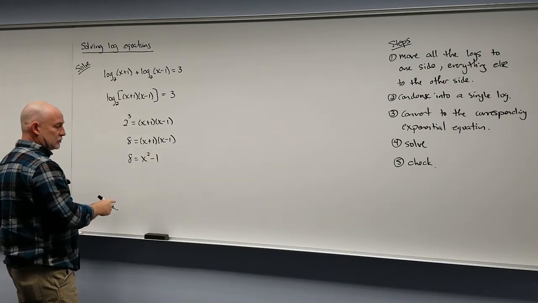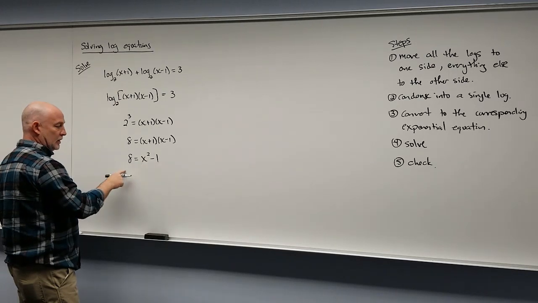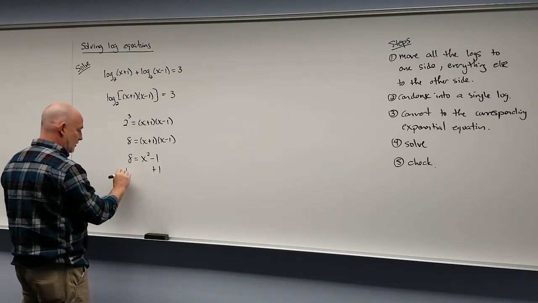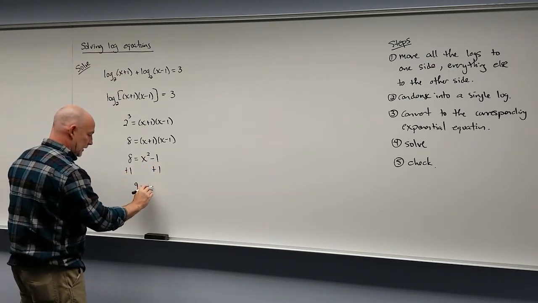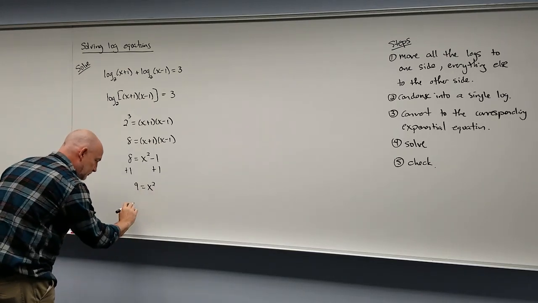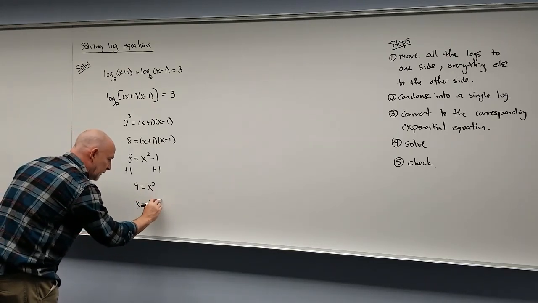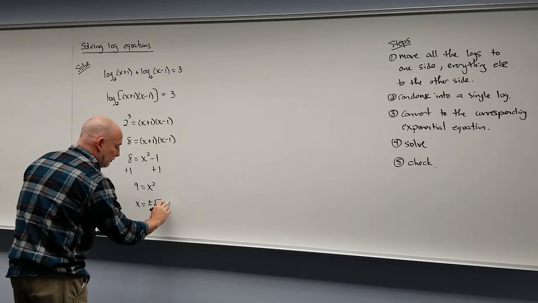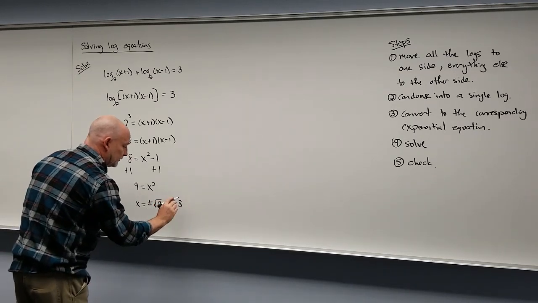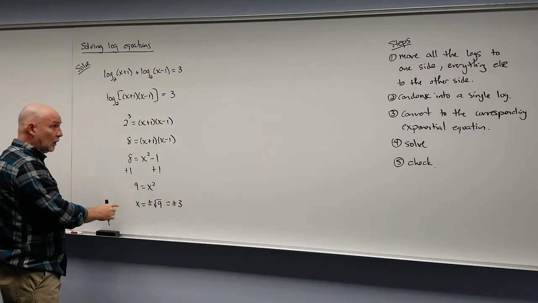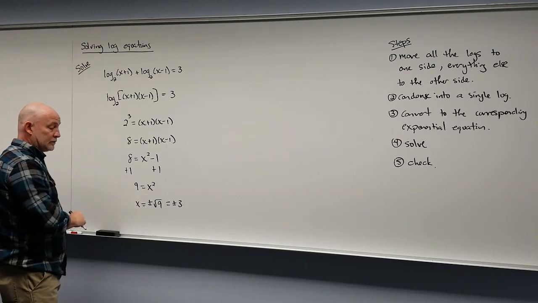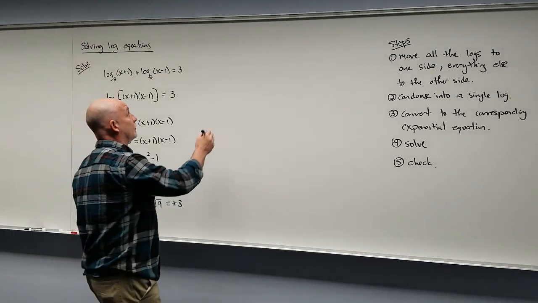And here we can actually extract the root, because all we have is something squared and everything else is numbers. So if I add 1 to both sides, I get 9 is equal to x squared. So x is equal to plus or minus square root of 9. And I'm just going to say, of course, that's plus or minus 3. Okay, so we have two possible answers here, so we need to check both of them.